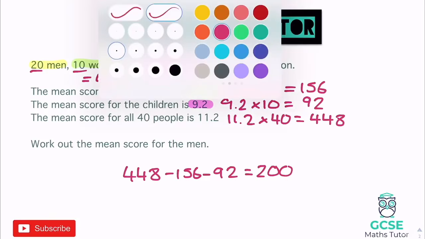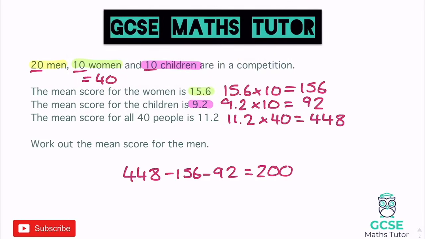Now we can finish off our mean again, just like before. Don't forget there are 20 men. So now we've got their total, 200. We can divide that by 20, and 200 divided by 20 is 10. There we are, and there is the mean for the men there. Right, let's just highlight that. There we go, there's our final answer. So there we go, that's how you do a reverse mean.